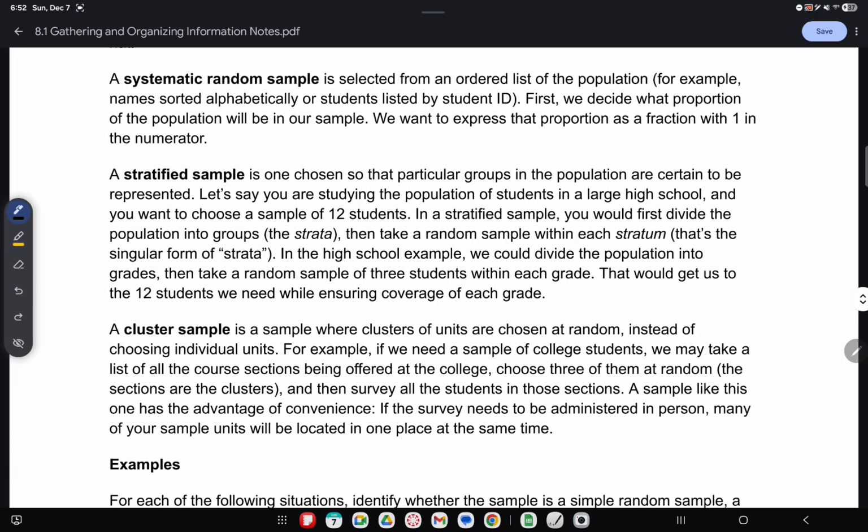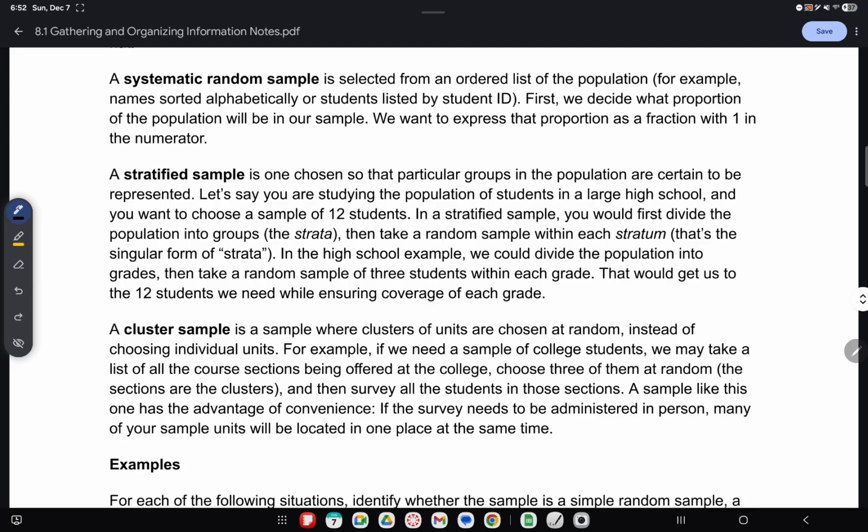A systematic random sample has an ordered list. So instead of just throwing names in a hat, maybe I'm looking at the list of names in alphabetical order, or by your student ID. And then I'm going to figure out what proportion of the population I want in the sample. And so that can make a proportion, so 1 in every 3, or 1 in every 5.